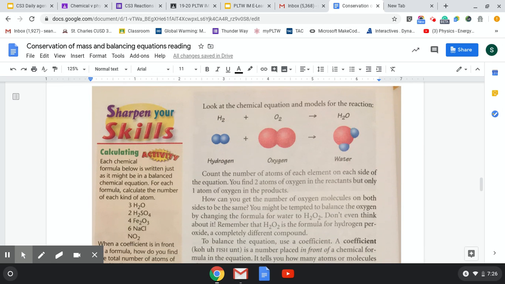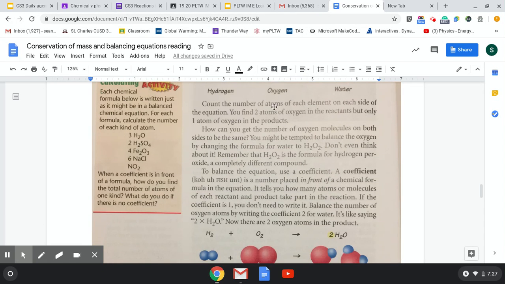Now let's look at this in a little bit more visual way and go through the process of balancing. So if we take a look at the chemical equation and models for the reaction, so there's your H2. They are given a blue color for the atoms. And the O2, they're given a red color. And you see that there's two atoms there and two atoms there. Now when we go to the H2O, we notice that there's only one oxygen atom and two hydrogen.